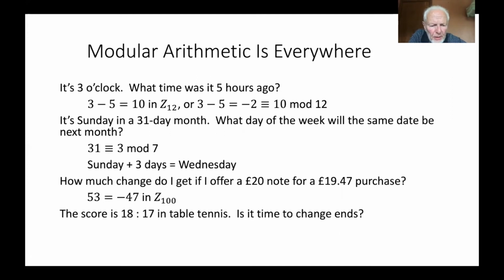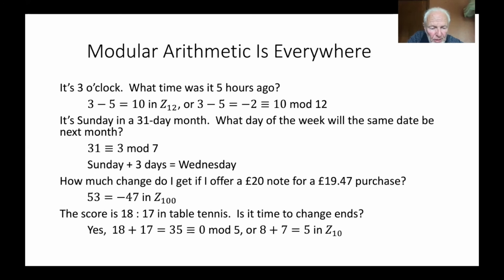Last one. So it's 18-17 in table tennis. Is it time to change ends? Well, you change ends in table tennis every 5 points. So when the sum of the 2 scores is divisible by 5, you change ends. So yes, you do here. In Z, you can say, well, 18 plus 17 is 35, which is congruent to 0 mod 5, which is just a fancy way of saying it's divisible by 5.